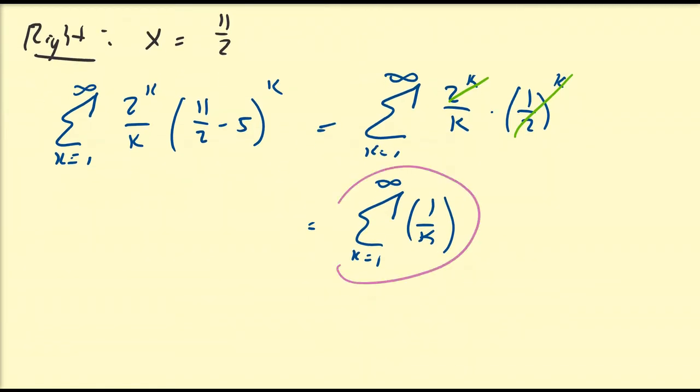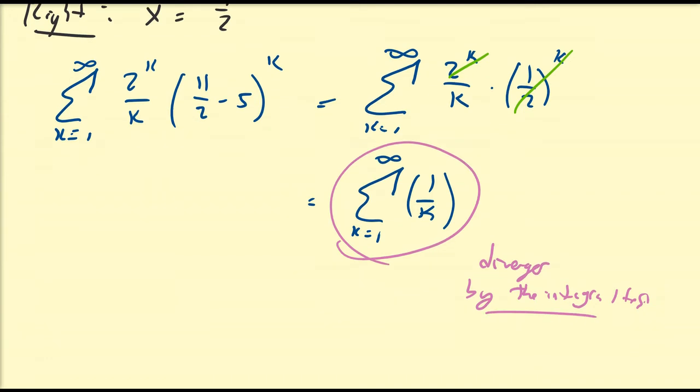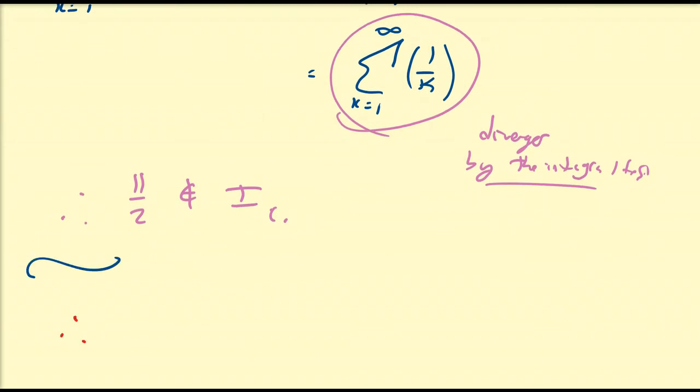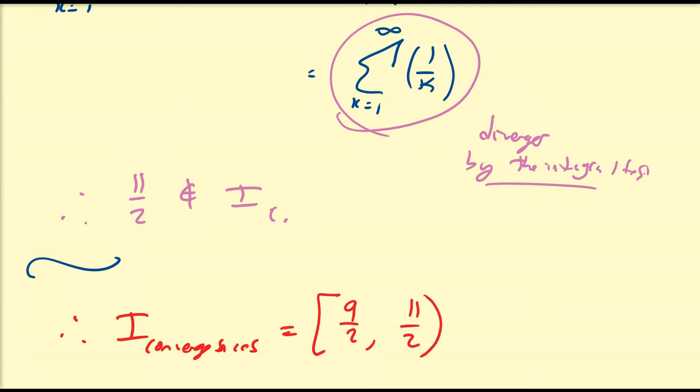So we know that this is a harmonic series, which diverges, which we can verify by the integral test, because the integral of 1 over x is natural log of x, which diverges as you go to infinity. So what does this mean? This means 11 halves is not in the interval of convergence. So in conclusion, the interval of convergence is going to be equal to the half-open interval [9/2, 11/2).